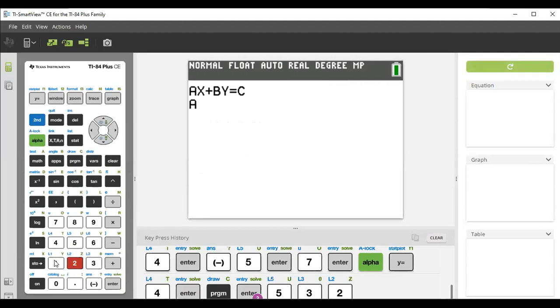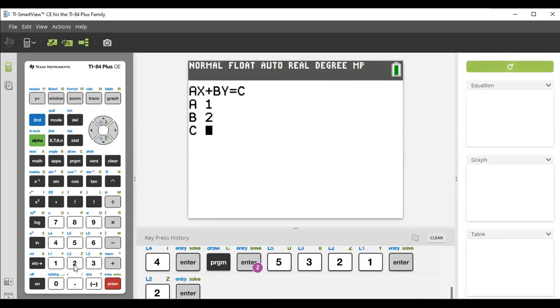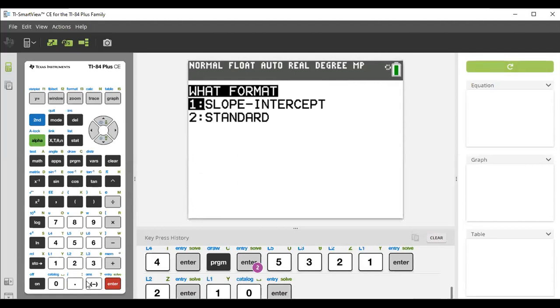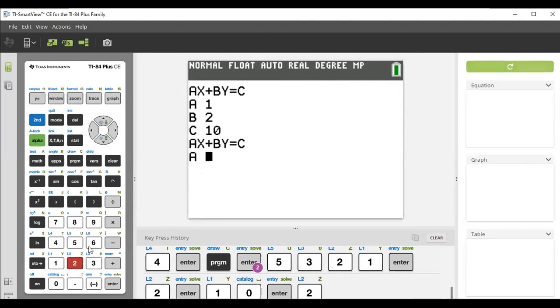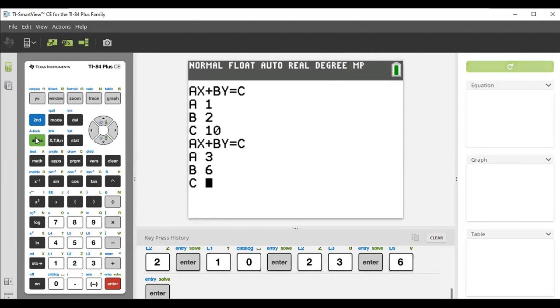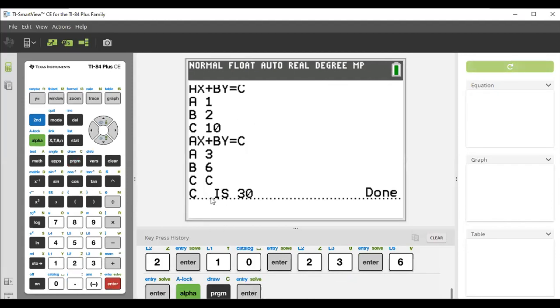The coefficient for the X term was 1. The coefficient for the Y term is 2. The constant was 10, so we would put in 10. And then we would choose standard again, because the second equation was also in standard form. The coefficient for the X term is 3. The coefficient for the Y term was 6. Now, the constant was a letter, so we're going to put that in, alpha C. And there we go. Press enter, and it tells us that C has to be 30.